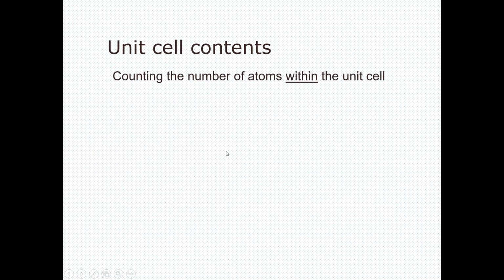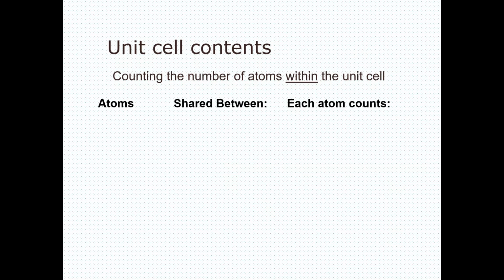So, unit cell content: counting the number of atoms within the unit cell. How do we do that? For that we have a table. Inside that table, as you can see, first we have the type of atoms, where the atoms are placed, how many cells the atoms are shared between, and what each atom counts.